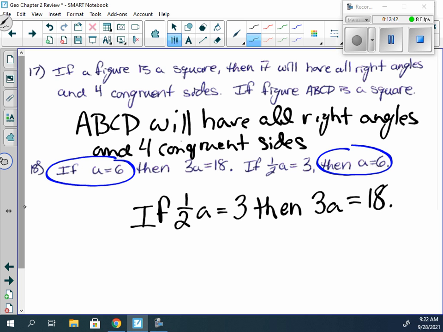And this one here, because it does match up and we can use it, kind of gives us the setup. The one with the if is the 1/2 A equals 3. It goes first. The other one, then 3A equals 18, goes second, because then we have a new if-then that we put together. Questions on this here?